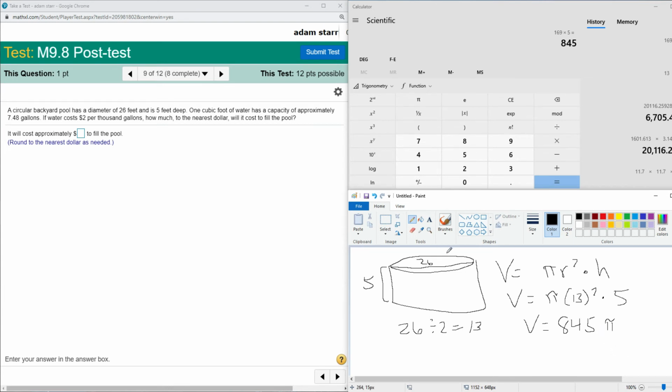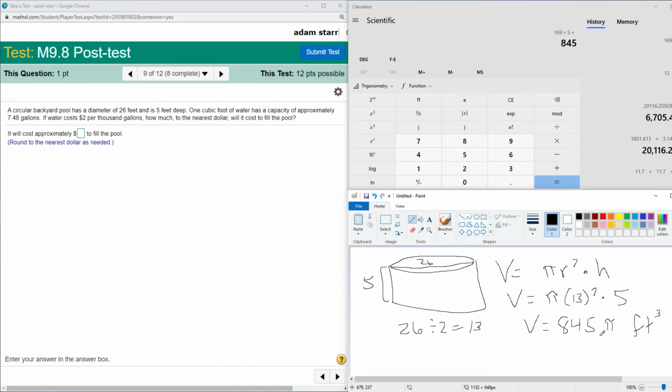Okay, now, there's more to this problem. This is how much cubic feet there are. It says 1 cubic foot of water has a capacity of approximately 7.48 gallons. So one of these is approximately 7.48 gallons. So now I need to convert this to gallons.